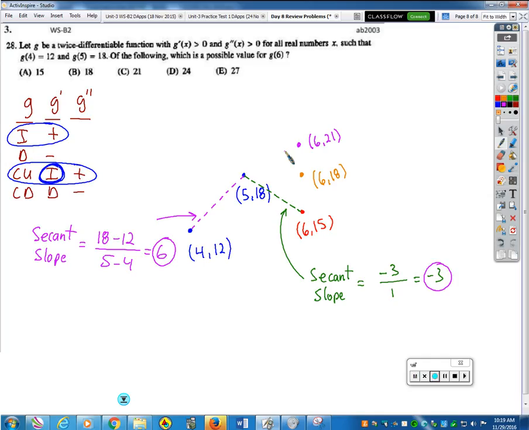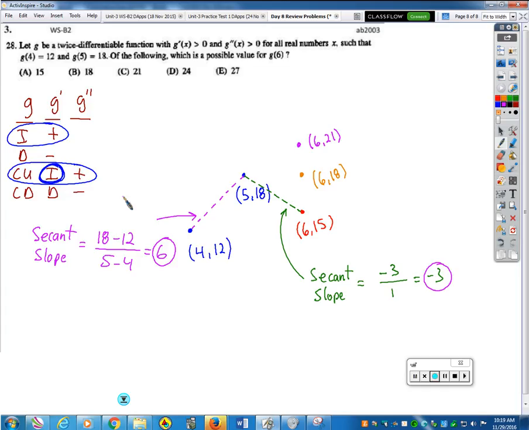Just real fast, why do we know that the secant slope has to constantly be increasing? Is that because it's concave up? Yes, perfect. If a graph is concave up, then as you read the graph and you go from secant to secant to secant, you must have an increasing sequence. Perfect.